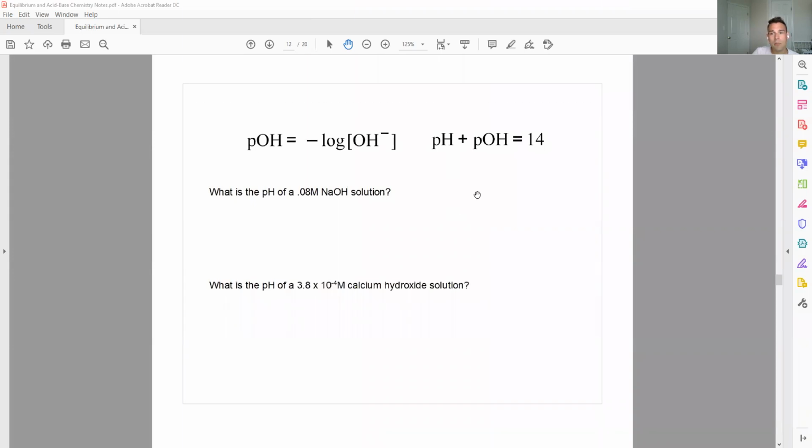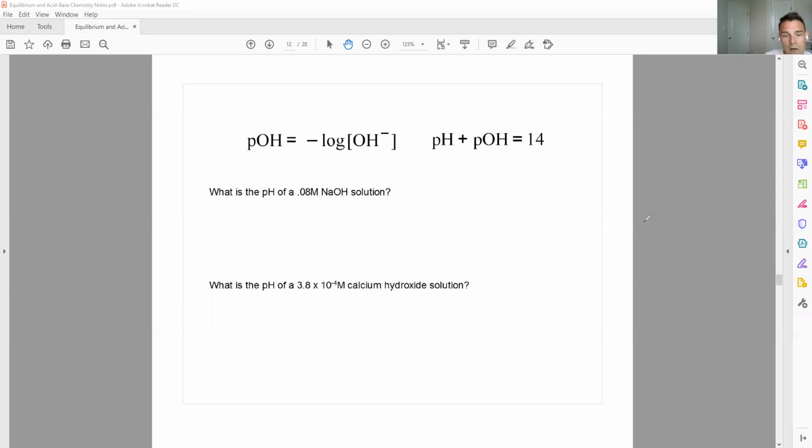We can also do the pOH, which is the same thing, except now you have the hydroxide ion concentration. So the pOH is equal to the negative log of the hydroxide ion concentration. Now, if I know the pOH, I can solve for the pH. pH plus pOH equals 14, and therefore you can solve that.